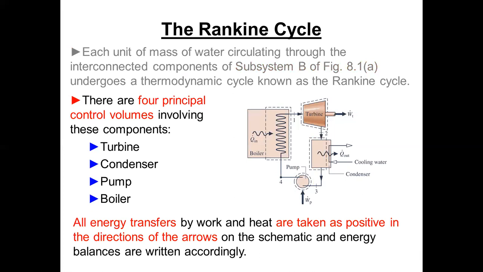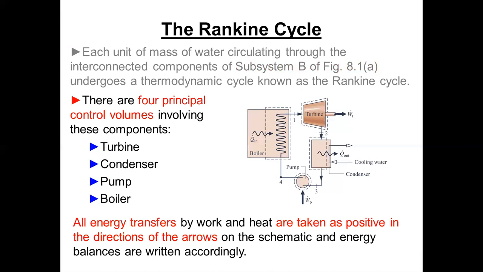Okay, sign convention. All energy transfers by work and heat are taken as positive in the direction of the arrows on the schematic, and energy balances are written accordingly. So these may violate the sign convention that we established in Thermal 1. Well, don't worry about it. We're going to calculate them as positive, and the energy flows in the direction.